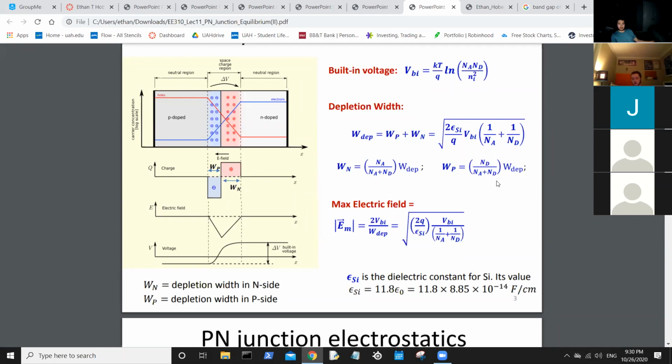So since we're calculating on the P side here, this is going to have 2/3. This is going to have 1/3. 1/3 times 300 is 100. 2/3 times 300 is 200.